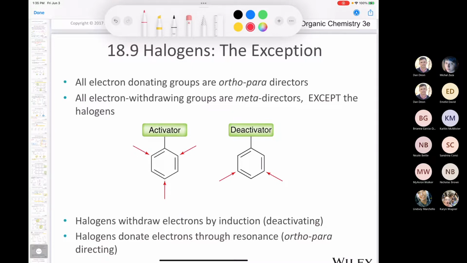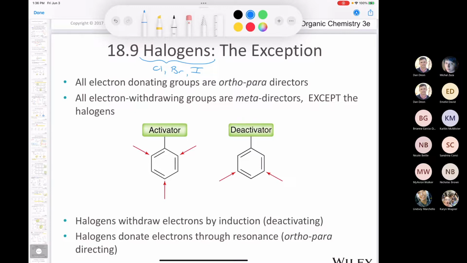Now, we're not really worried about fluorine a whole lot in this chapter. When we're talking about the halogens in chapter 18, we're talking about chlorine, bromine, and iodine. And the reason we don't talk about fluorine really, I'll get into that more later on in the course. But it says here that all electron donating groups are ortho-para directors. Cool. All electron withdrawing groups, like a nitro, are meta-directors, except the halogens.